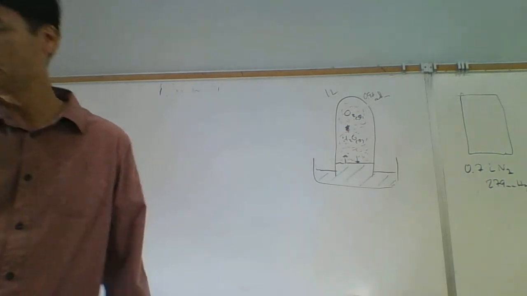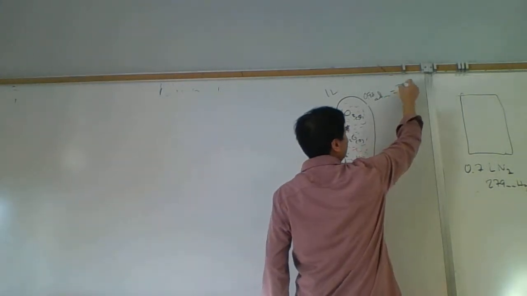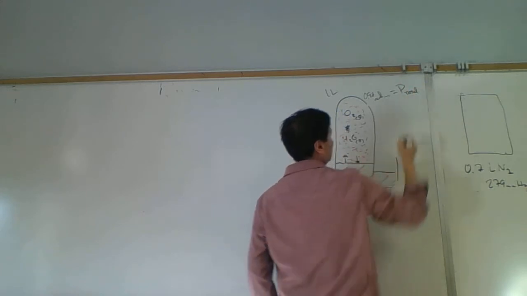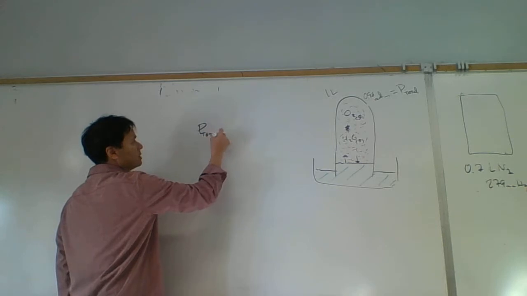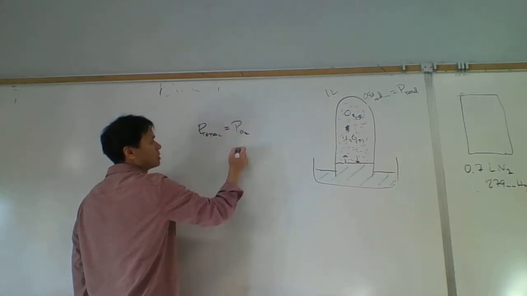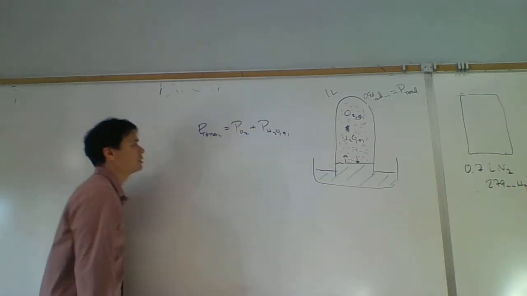And the 0.98 atmospheres, this is going to be P total, the pressure of the mixture. And so P total, the pressure of the mixture, is equal to the pressure of the pure oxygen plus the pressure of the pure water vapor. This is gaseous water here.